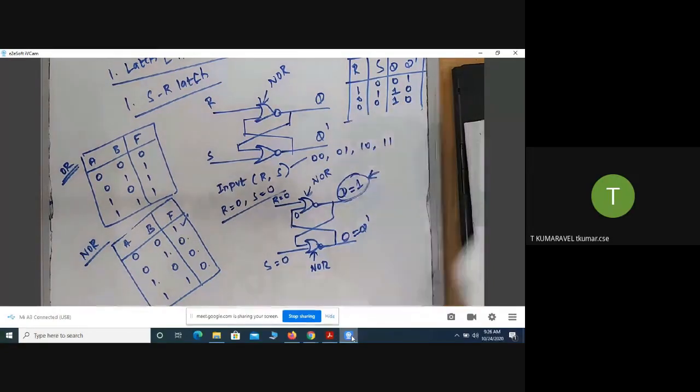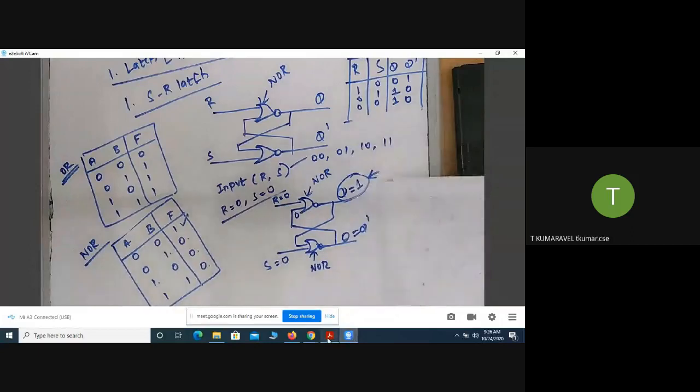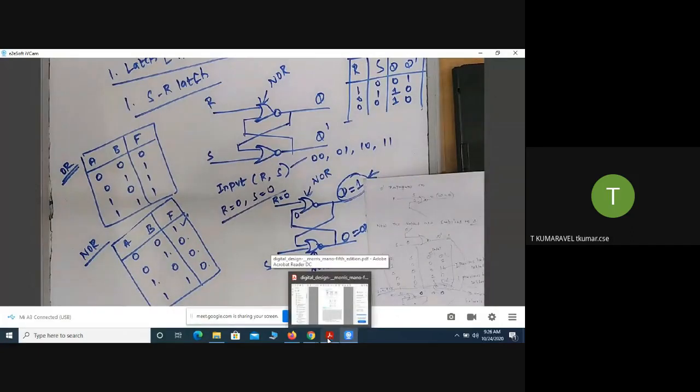So next I'm taking another input combination, 0 0.